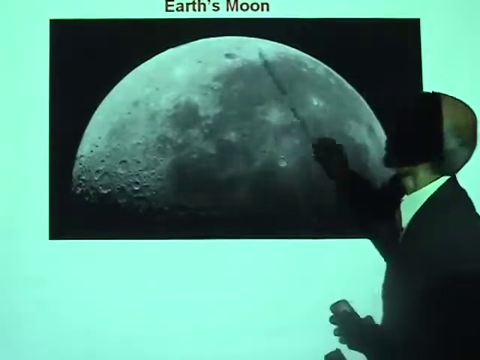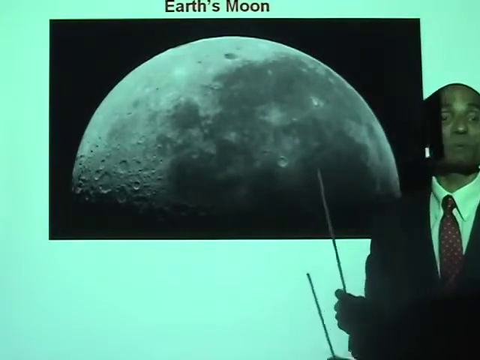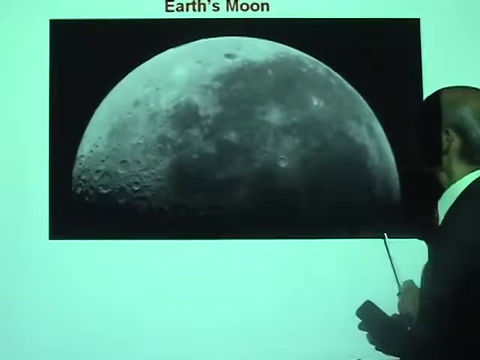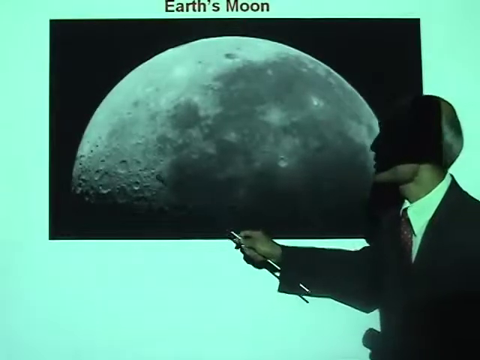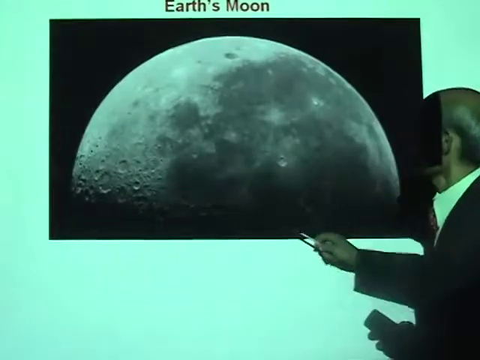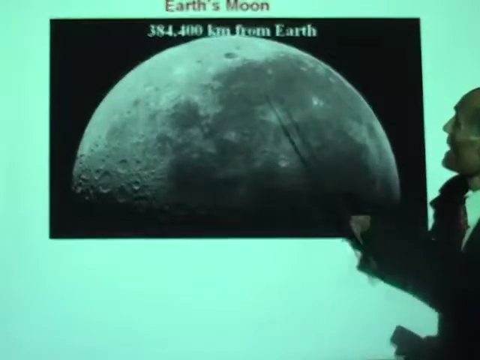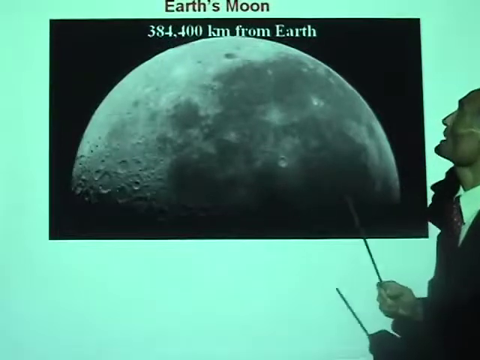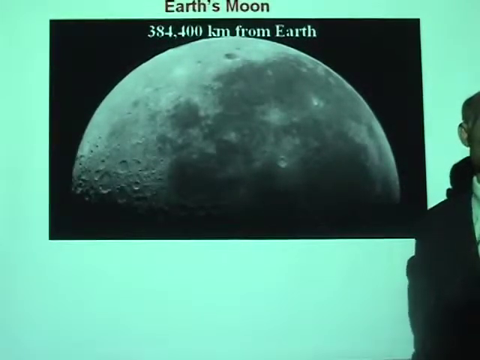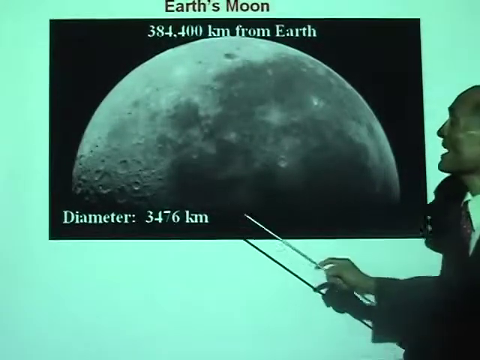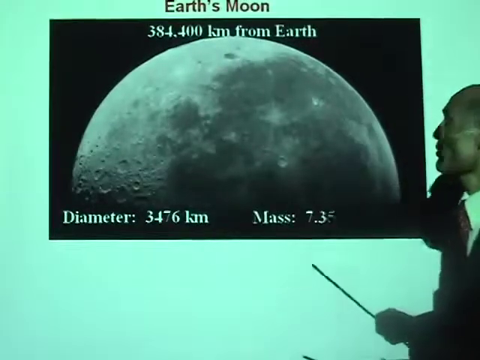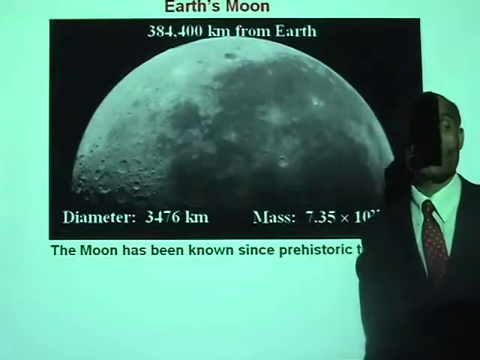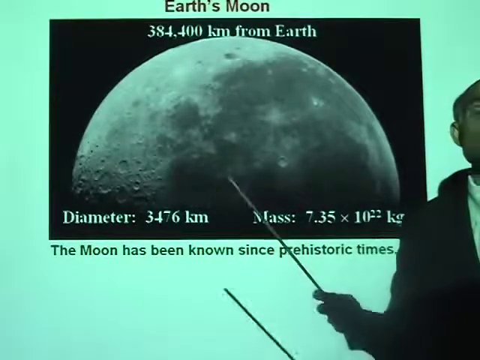our dear moon. Have you ever seen the picture of the moon through a telescope? Now it looks like this. It has a lot of craters on it. Alright? Now it is 384,400 kilometers from the Earth. And its diameter is 3,476 kilometers. Alright. Now the moon has been known since prehistoric time.